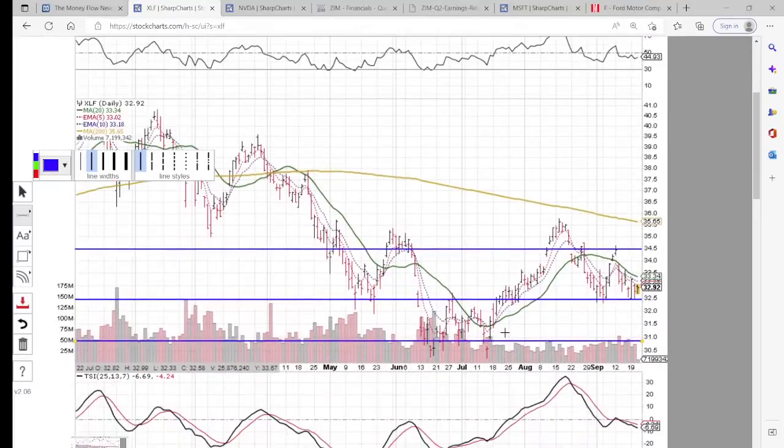XLF. These are easy option plays because the options are cheaper. I honestly think it's going to rip too. All of these stage ones are usually a good sign. Yes, sir.